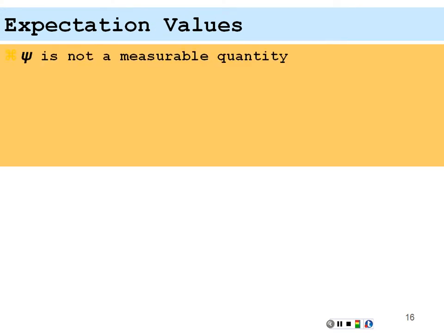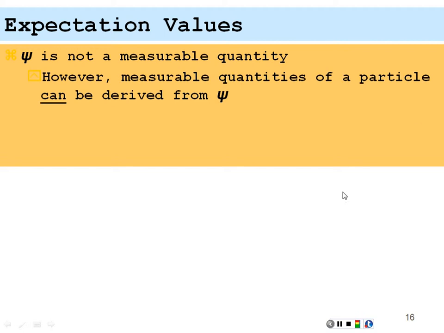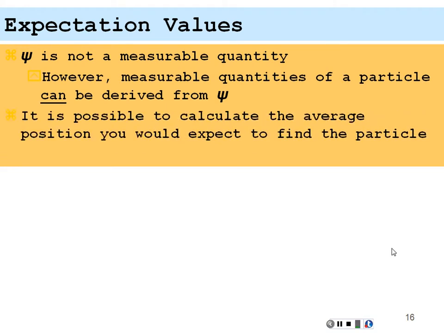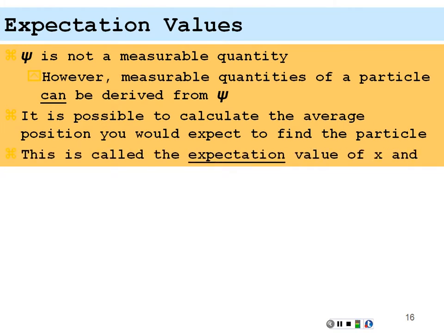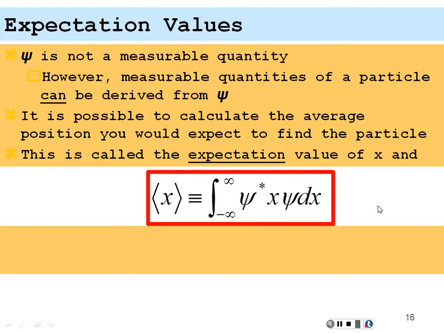So we stated that the wave function psi is not itself a measurable quantity at all times. However, measurable quantities of a particle can be derived from the wave function. It is possible to calculate the average position you would expect the particle to be in, and this is called the expectation value of x. We write it, expectation value of x, with these strange brackets around it, and that is defined to be the complex conjugate of the wave function times x times the wave function integrated over all x, negative infinity to infinity. So in essence, we weight the position by the wave function, and that will give us the expectation value in relation to that wave function. It's a weighted average.